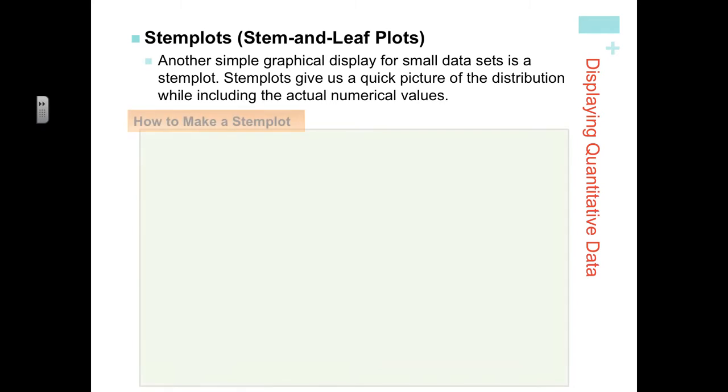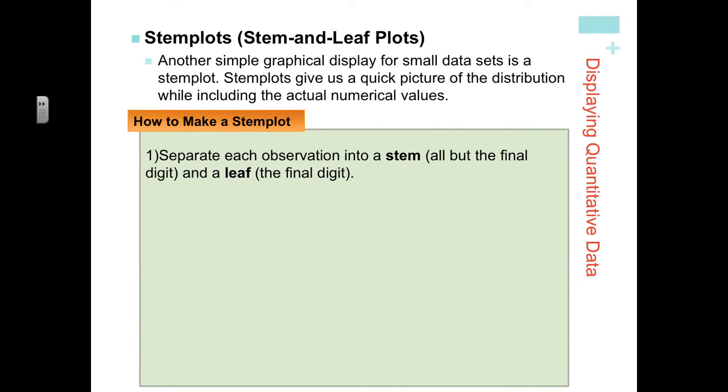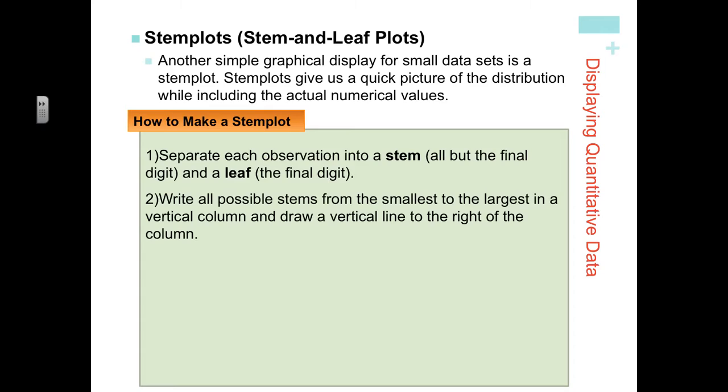So let's go ahead and look at the steps in how to make a stem plot. The first thing we're going to do is separate each observation into a stem, all but the final digit, and a leaf, the final digit. So if I had the number 25, the stem would be the 2, the leaf would be the 5. If I had the number 253, then the 25 would be the stem, the 3 would be the leaf. You'll see an example after this slide.